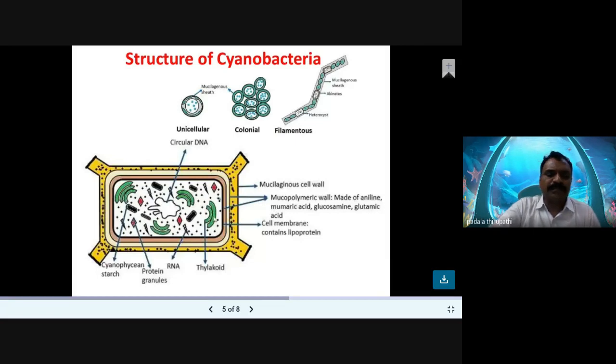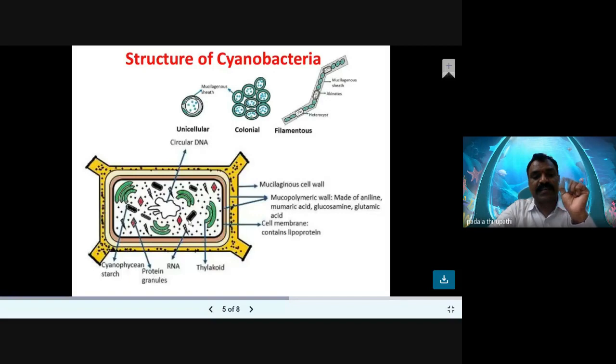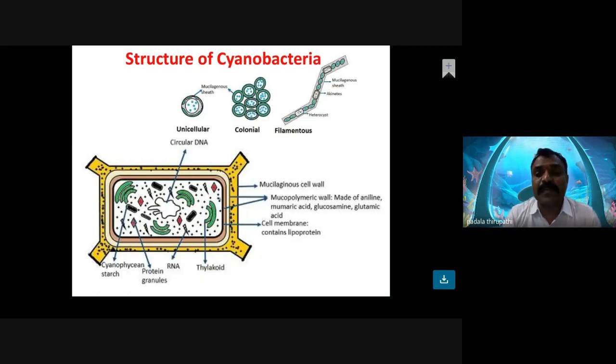Then inside the cell, no membrane-bounded cell organelles are present. They are absent in the prokaryotic cell because this is a prokaryotic cell. Only the very primitive cell organelle, the ribosome, is present, and these ribosomes belong to the 70S type.